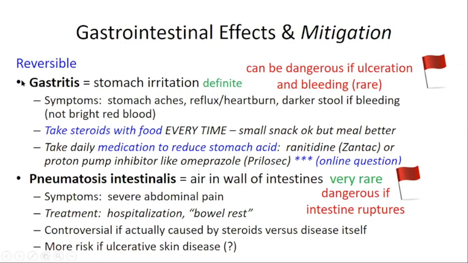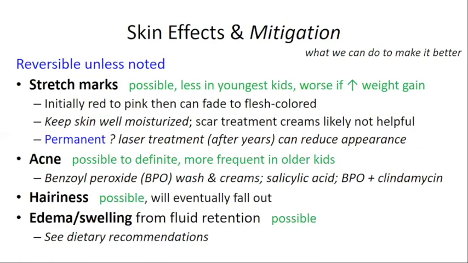A very rare side effect of steroids on the GI tract is getting air in the walls of the intestines. That can be very dangerous, but it's something that is exceedingly rare. And it's actually controversial whether the steroids cause this or whether the disease of myositis itself causes it. And we think that patients might be at more risk if they have skin ulcerations, because they can get similar ulcerations on the inside of their intestines. So that's getting to skin.